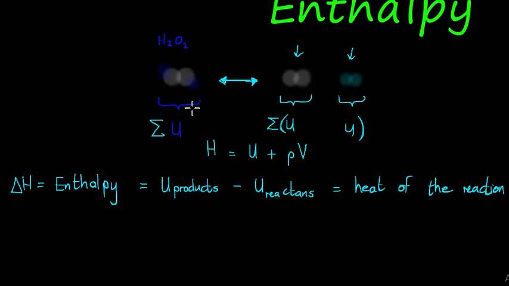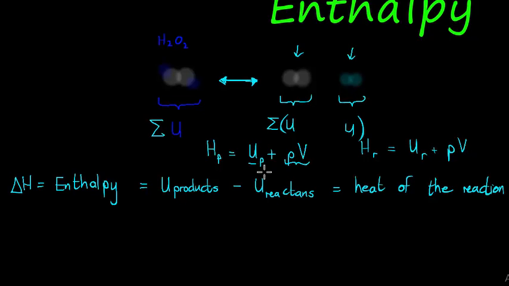So the enthalpy of a specific molecule is the internal energy plus the product of the pressure and the volume. But now if I do this for the products, and I have enthalpy for the reactants, which is the internal energies of the reactants plus the pressure in the system and the volume of the system.